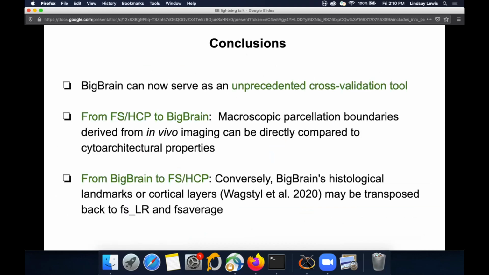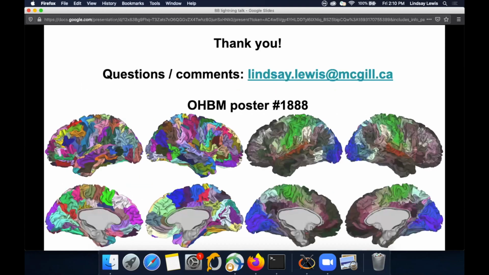So in summary, BigBrain can now serve as an unprecedented cross-validation tool. Macroscopic parcellation boundaries derived from in vivo imaging can be directly compared to cytoarchitectural properties. And conversely, BigBrain's histological landmarks or cortical layers, such as those shown by Konrad in his earlier talk today, may be transposed back to FSLR and FS average. Of course, we continue to optimize this approach. You can find me at my poster here virtually.